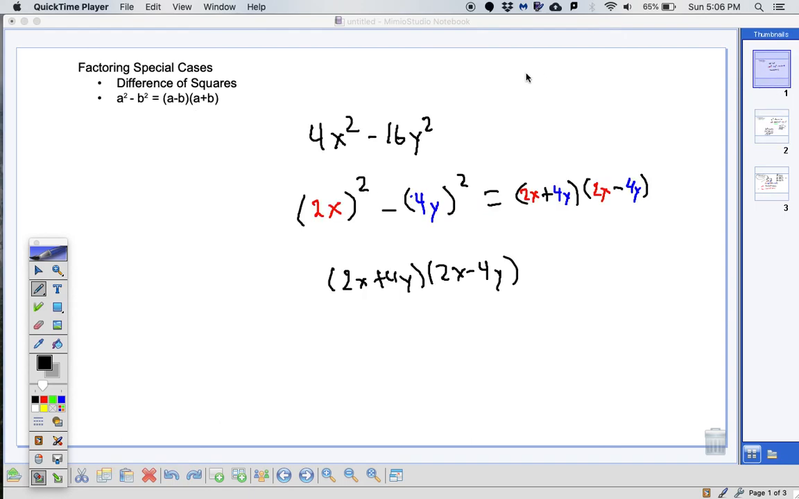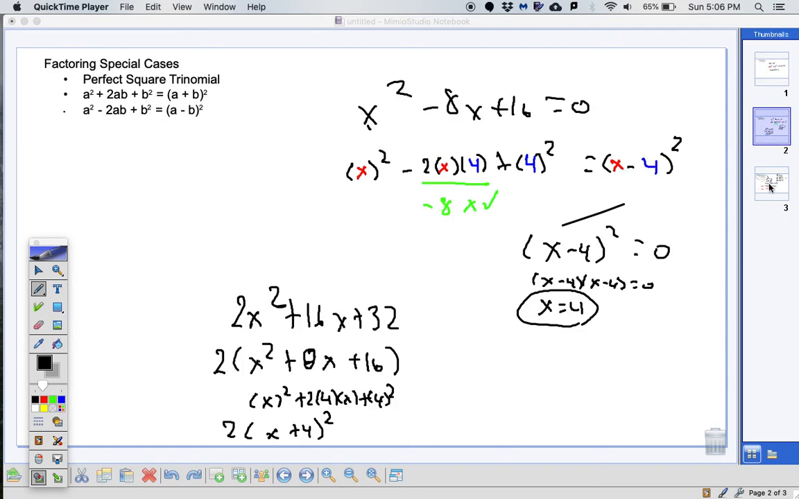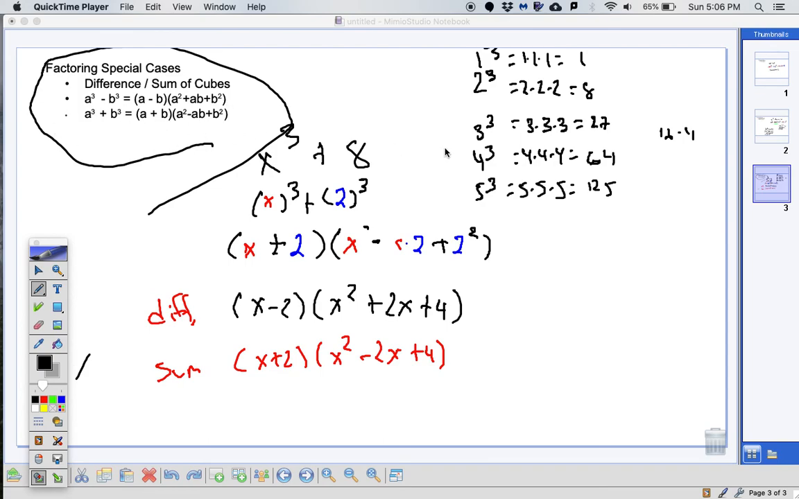If I'm giving you something like this, I expect this one to be memorized. This one is way too common, way too easy not to use. Memorize it. If I see 2 squares and a minus, automatically 2 sets of parentheses, 1 plus, 1 minus, figure out what the square roots are, plug them in, you're done. So this one I expect you to memorize. This one and this one, I'll let you use this as a cheat sheet.